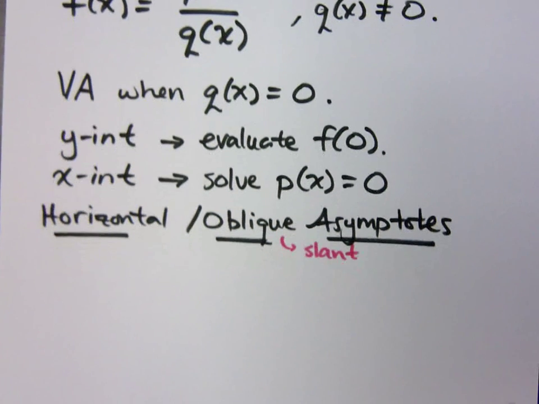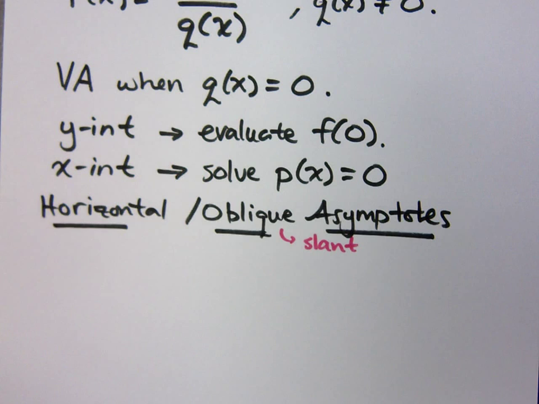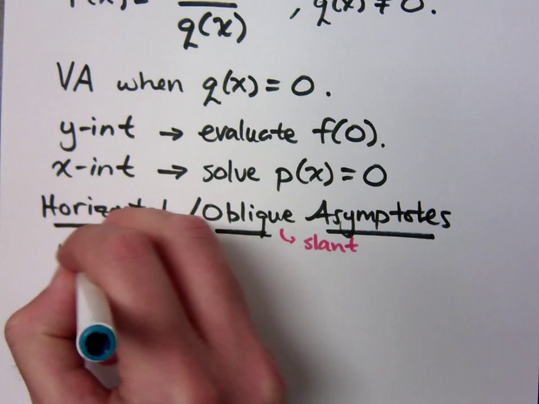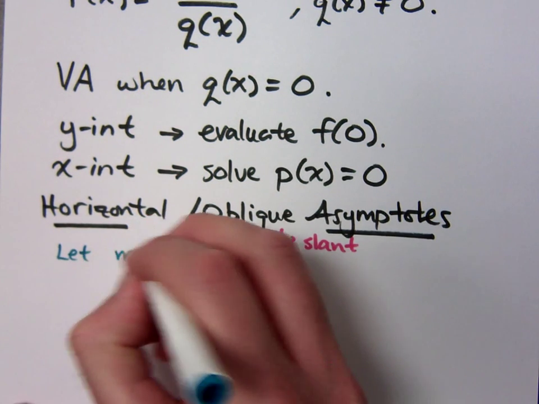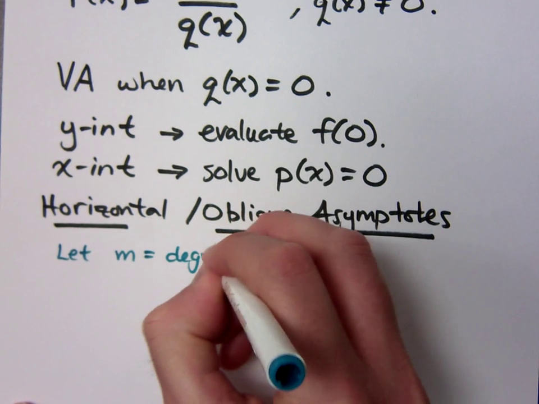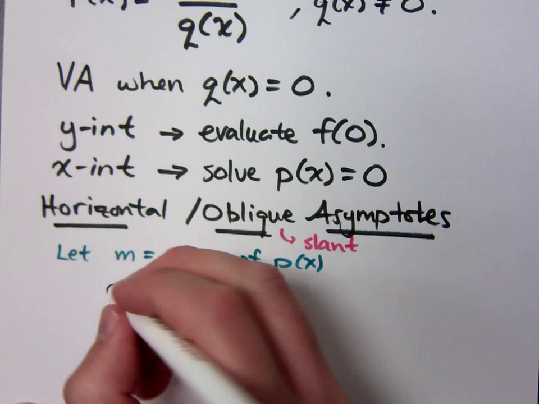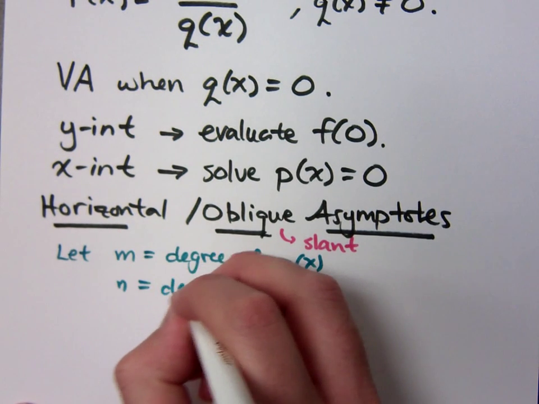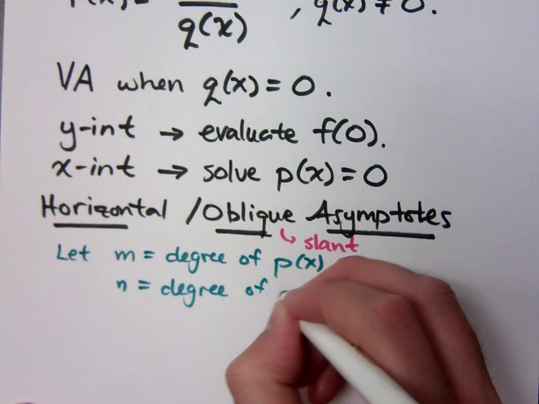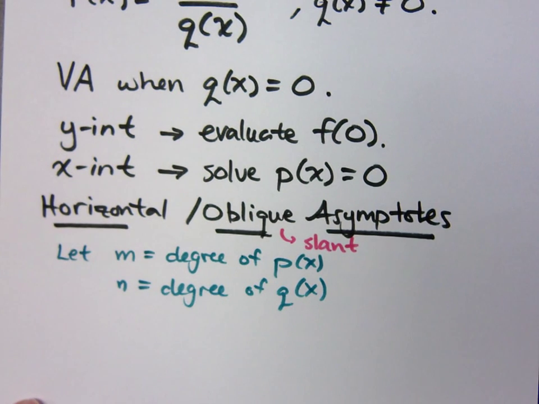So let me just say this. Let m equal the degree of your numerator, p of x, and let n equal the degree of the denominator, q of x. To determine if you have oblique or horizontal asymptotes, you just have to compare degrees. That's it. Okay. And so let me show you the three different ways of figuring this out.